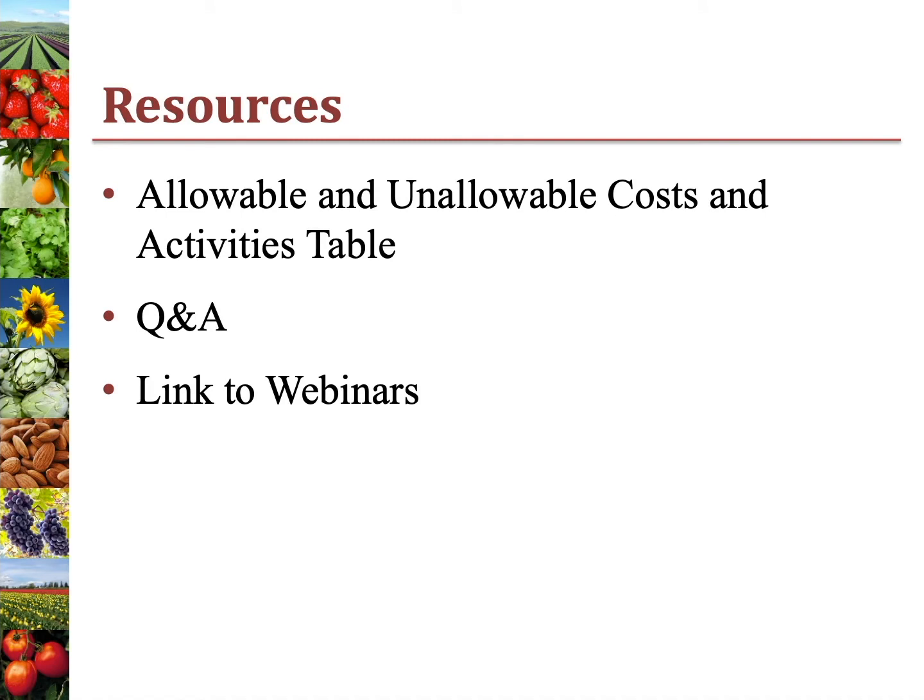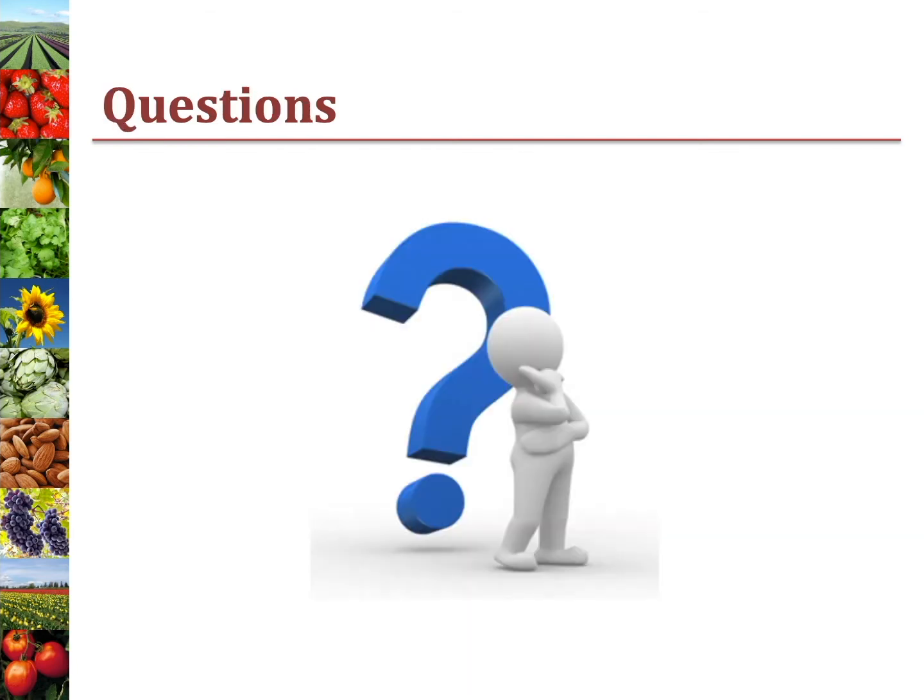Finally, there are a number of resources and links available on the SCBGP website to help as you are completing your proposal. These include the allowable and unallowable costs and activities table, which has also been provided today, the question and answers from our 3 rounds of Q&A, and links to recordings of our webinar, which will be available at the end of the first week of October. That concludes the concept proposal application presentation. Feel free to continue sending in your questions. And up next, we will begin the FAAST demonstration.